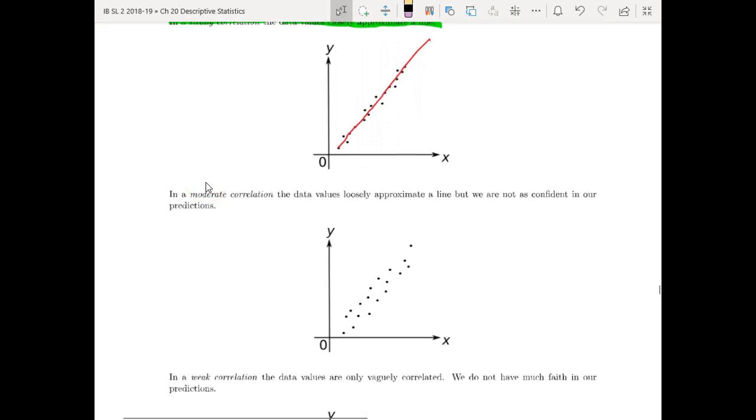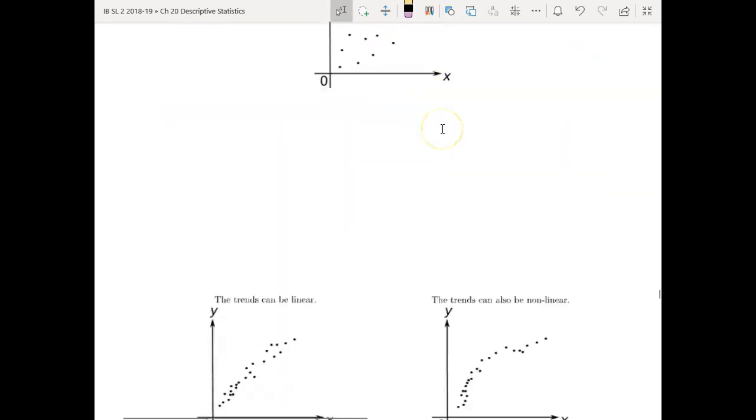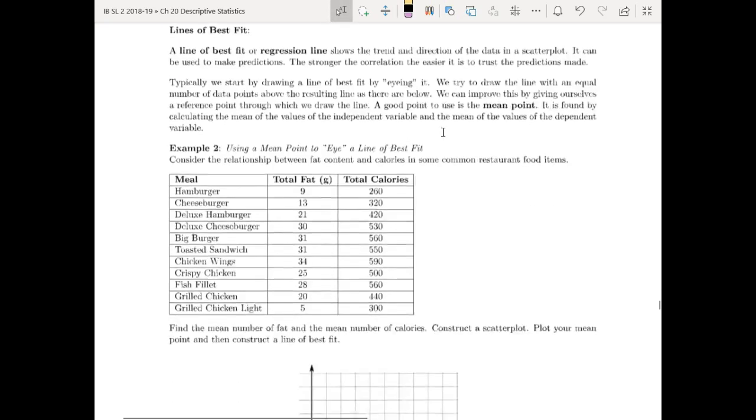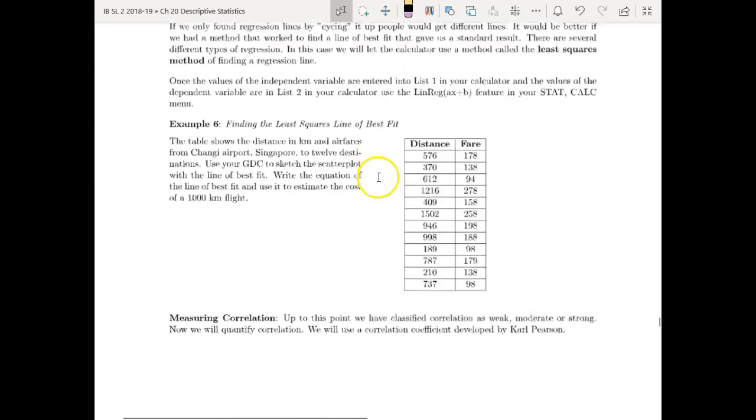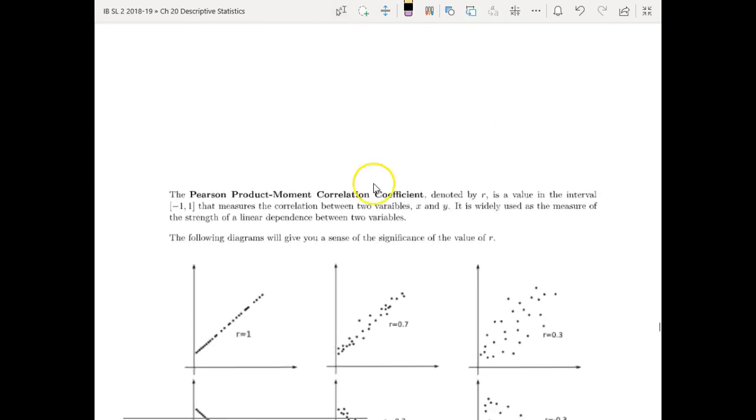Now, as the data starts to spread out a little bit, then your correlation loses strength. So this would be considered moderate correlation. The data values loosely approximate a line. So you're not going to be as confident in your prediction. Now, when we start doing this in a few minutes on our calculators, there's R values that determine these things. The R value, we'll get to it here in a minute.